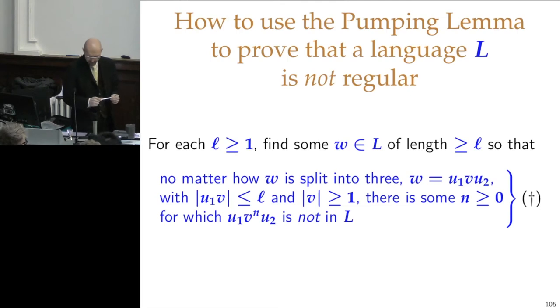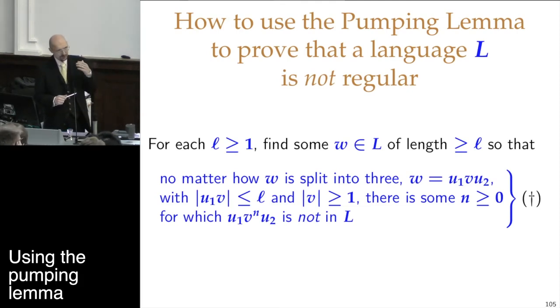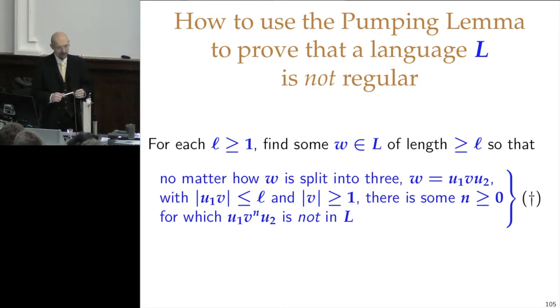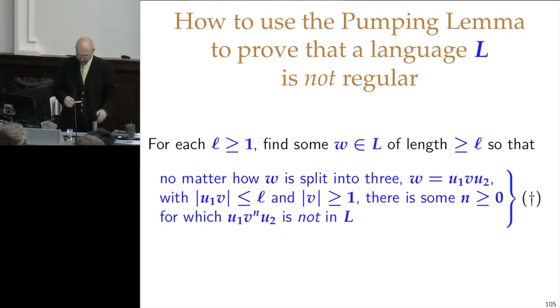How to use the Pumping Lemma in practice if I want to prove that the language L is not regular. I know if the language L is regular, it will enjoy the Pumping Lemma property. So to prove that the language L is not regular, for every possible L, because when someone gives me a language, they don't tell me how many states there are in the machine that recognizes it, they don't tell me which machine recognizes it, and so on and so on. So for every possible L, I must find at least one string that, if I pump it, will not stay inside L, or in other words, a string that cannot be pumped.